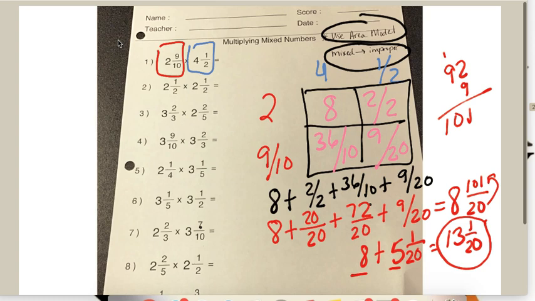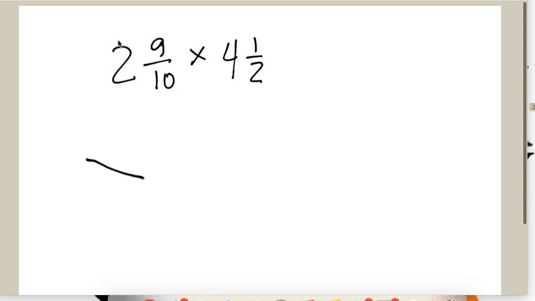Okay? So I'm going to go to a new piece of paper or blank piece of paper to do this problem. So on this paper, I'm going to rewrite it. I'm going to write 2 and 9/10 times 4 and 1/2. So to do the mixed number to improper, when I was in elementary, I always used to say to make a check mark. That will help you know which numbers you're doing what with, okay?